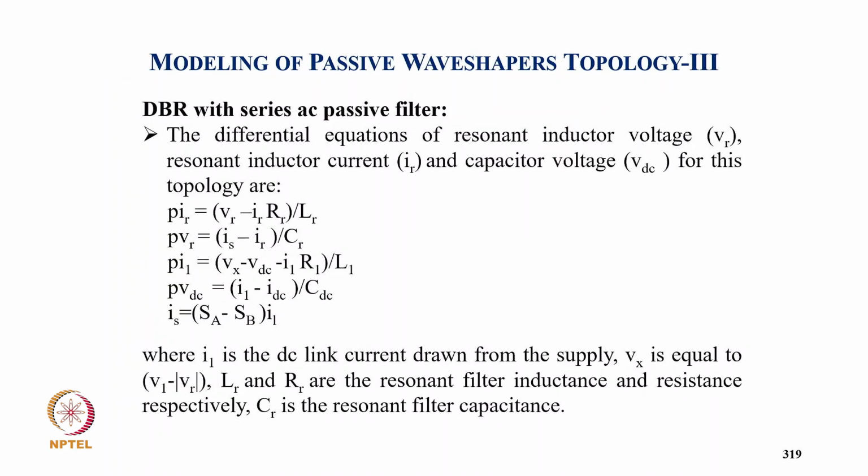So DBR with series AC passive filter, the difference equation of resonating inductor voltage VR and resonating inductor current IR and capacitor voltage VDC for this topology are PIR equal to VR minus IR on LR, and PVR equal to IS minus IR upon CR, and PI1 equal to VX minus VDC minus I1 R1 upon L1, and PVDC equal to I1 minus IDC upon CDC, and IS equal to in bracket SA minus SB into I1, where I1 is the DC link current on pump supply, VX is equal to V1 minus absolute VR, and LR and R are the resonant filter inductance and resistance respectively, CR the resonant filter capacitance.